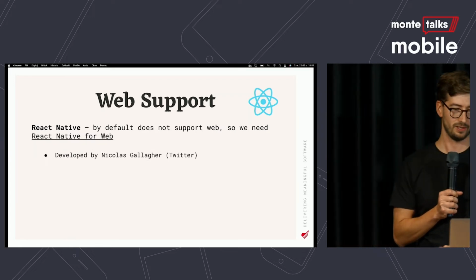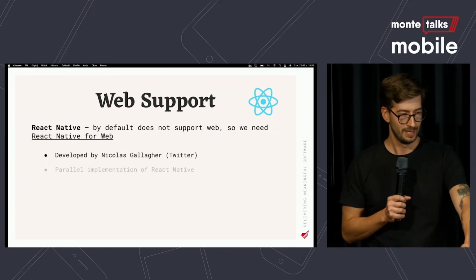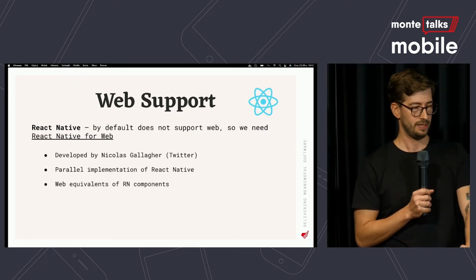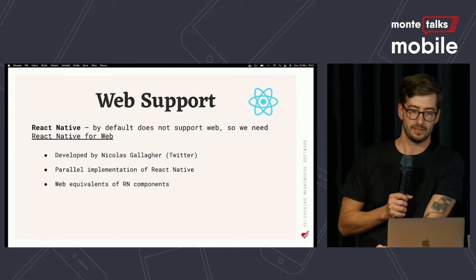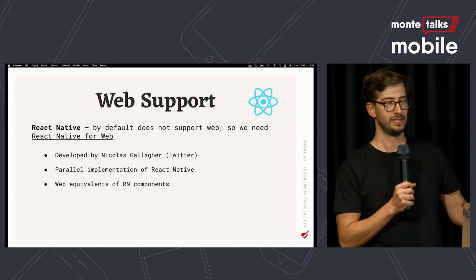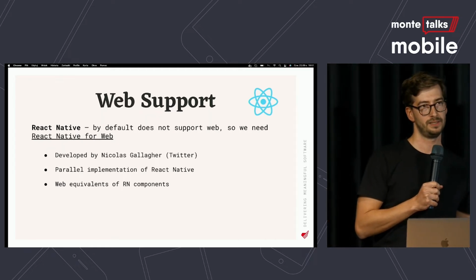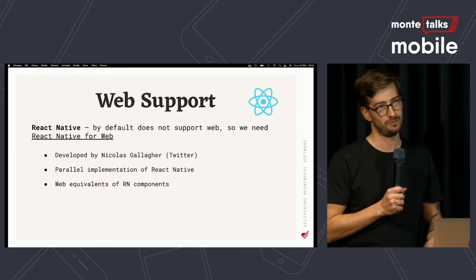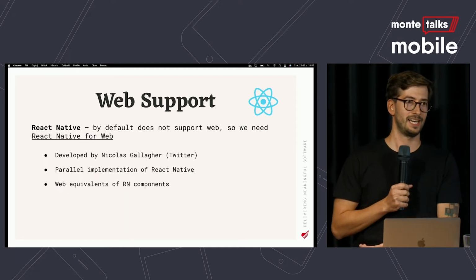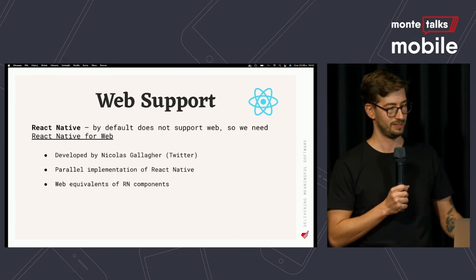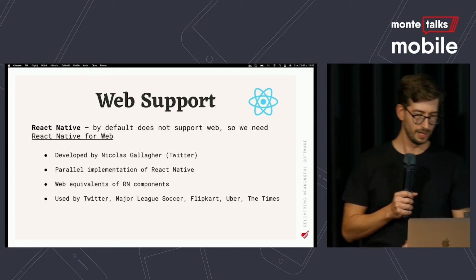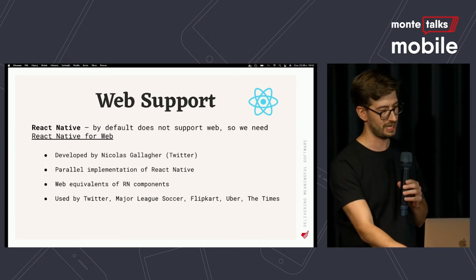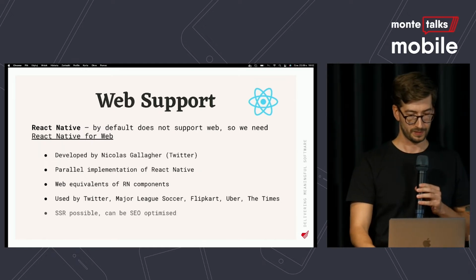And it is developed by Nicholas Gallagher. It is a parallel implementation of React Native. What it does is convert the React Native components to their web equivalents. So it just translates the React Native view, for example, to a div and puts the proper styling and the logic from React inside. It is used by Twitter, Major League Soccer, Flipkart, Uber, The Times, and many, many more.